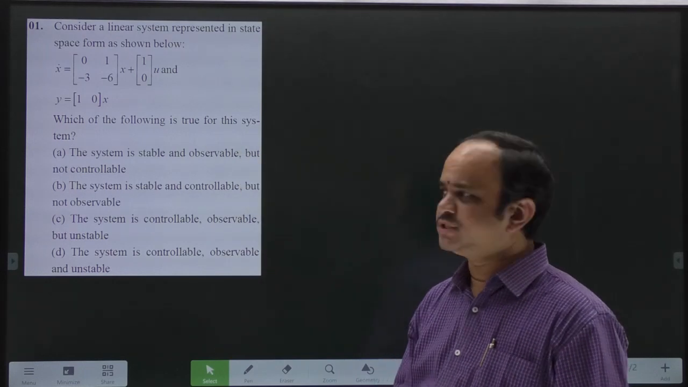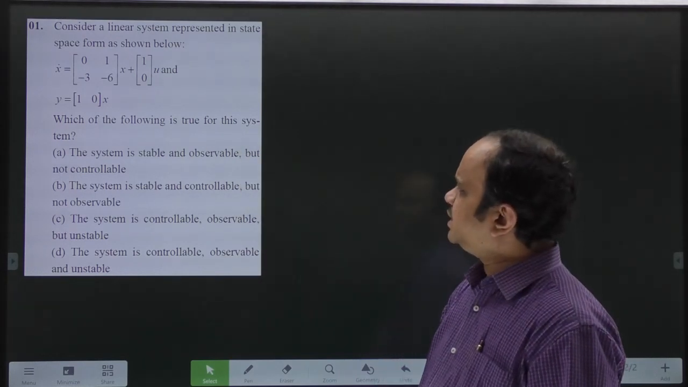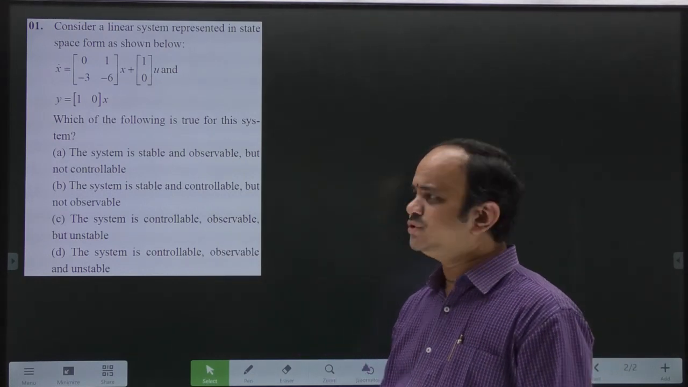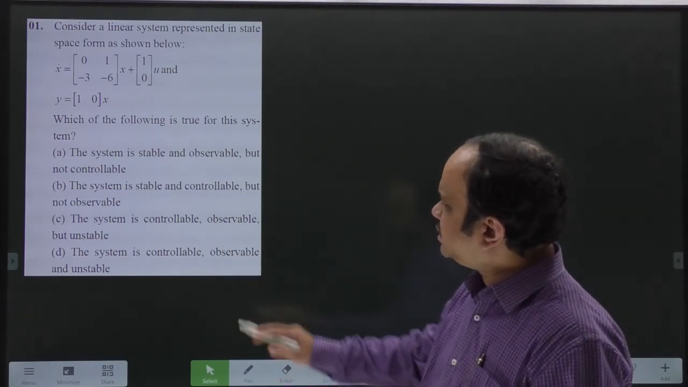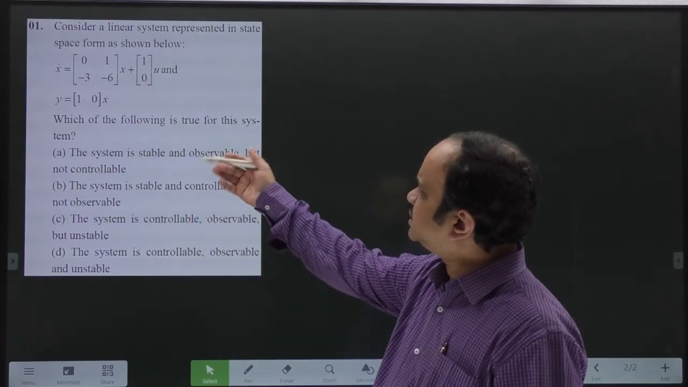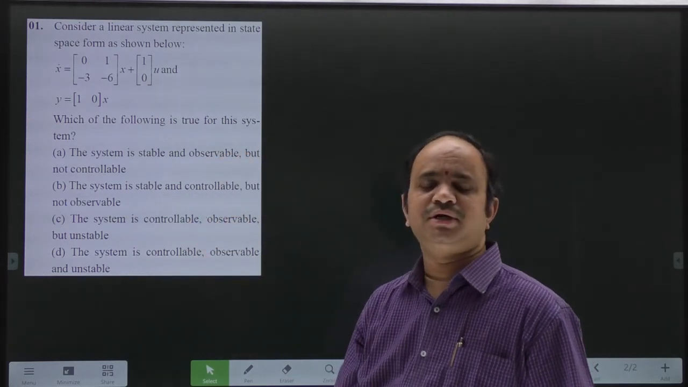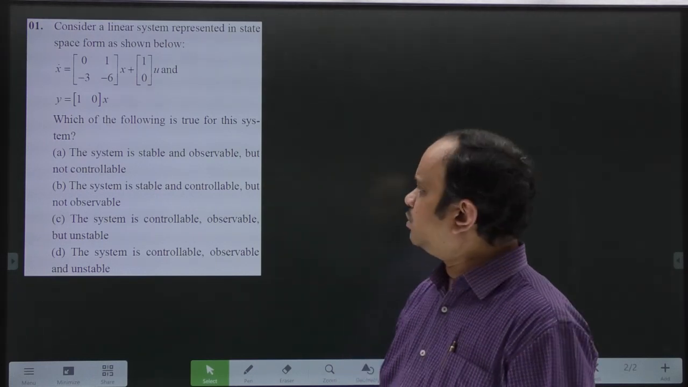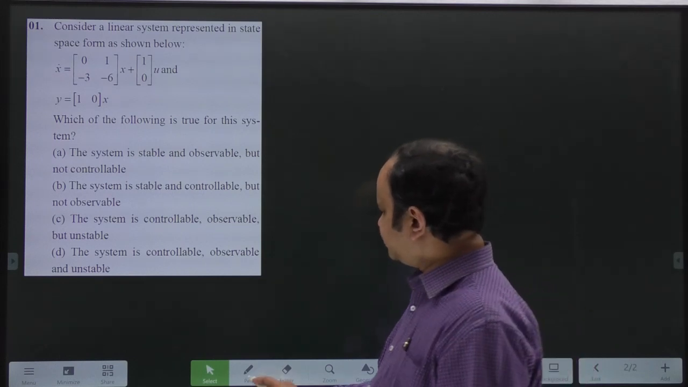State space equation is given. Now the question is, we need to identify out of these four statements which one is the correct. And if you see these options carefully, this question is about whether the given system is controllable, observable and stable or unstable. Now let us see the solution.